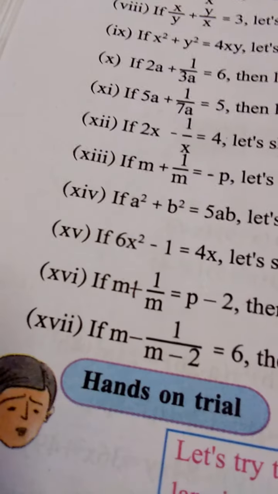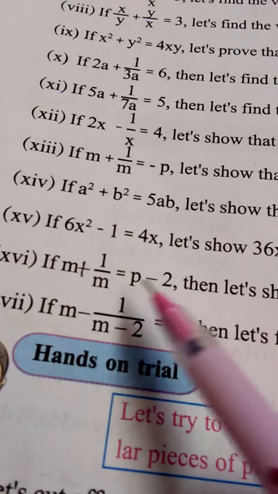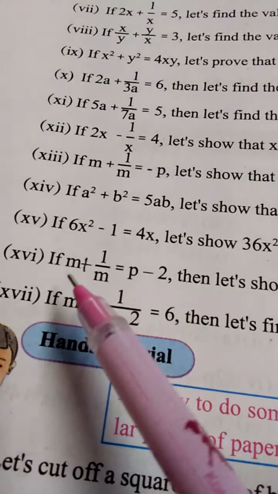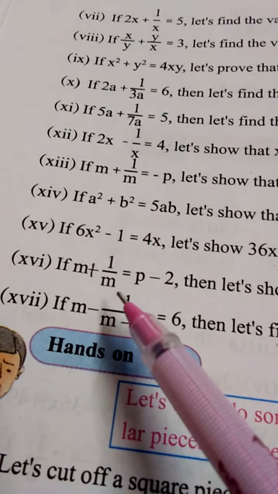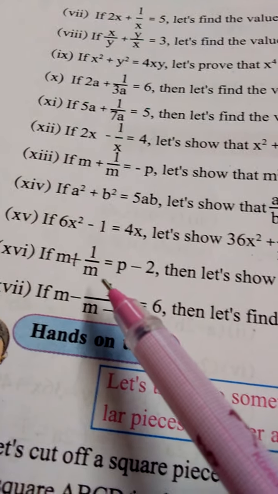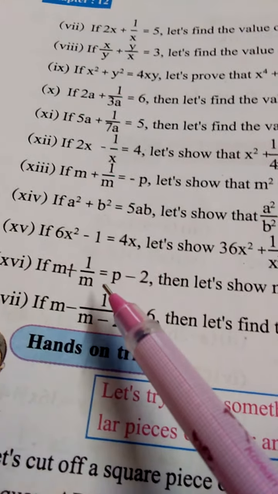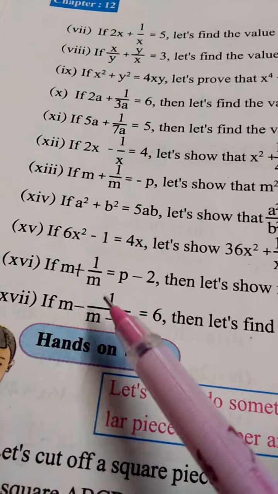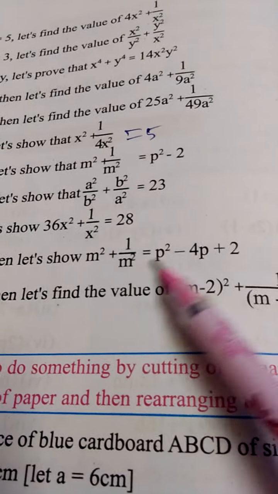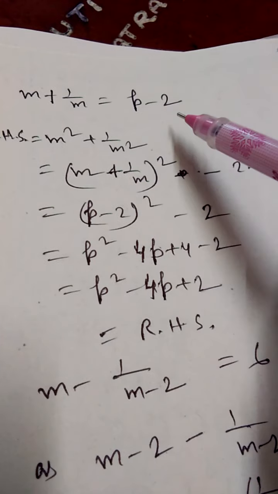Next, problem number 16. If m minus 1 by m equal to p minus 2, here a correction is made. I have made a correction. Instead of m minus 1 by m, I write here m plus 1 by m. You all must see the correction and correct the problem as m plus 1 by m equal to p minus 2. Therefore, we have to show that m square plus 1 by m square equal to p square minus 4p plus 2. Here m plus 1 by m equal to p minus 2.